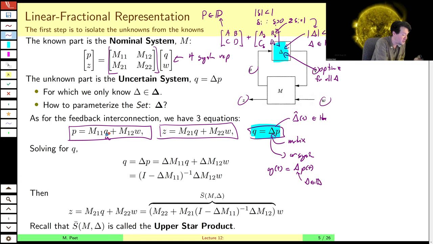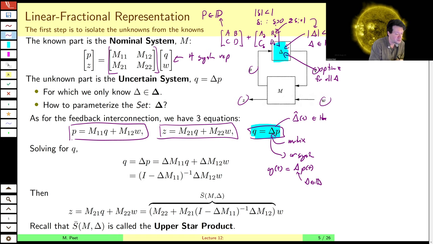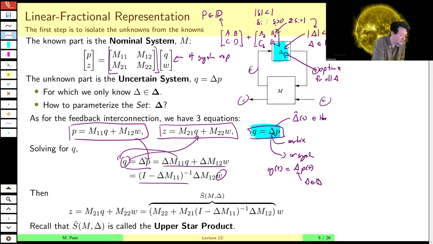We try to eliminate that interconnection, so we solve for Q. Well, it's delta P, and then we substitute in what P is. That goes in there, and we get this equation here. We then move Q to the other side. We get the I minus delta M inverse, and then we can isolate Q as a function of W. So we've eliminated Q in terms of W. We then plug that expression for Q into our expression for Z, and we now have the closed loop interconnection for Z as a function of W.